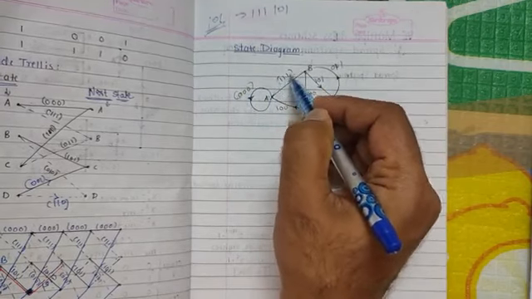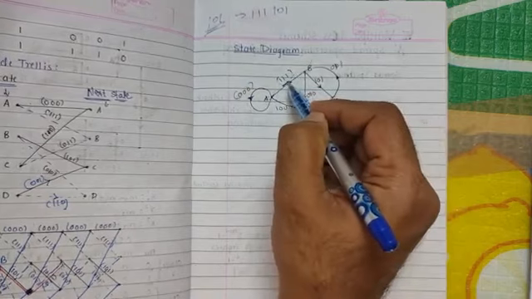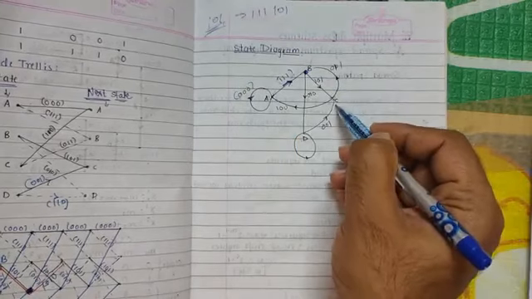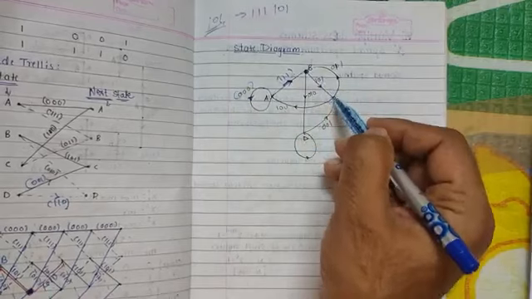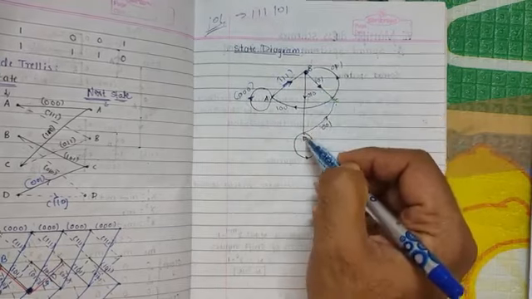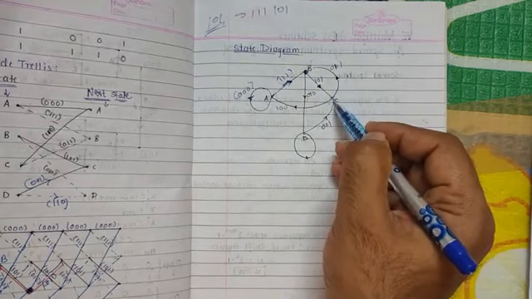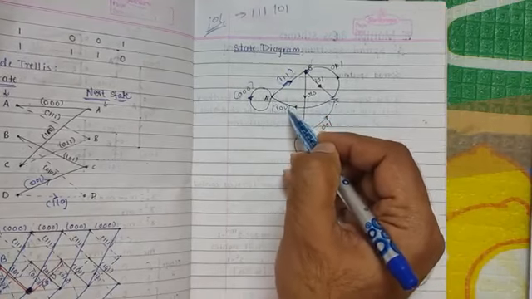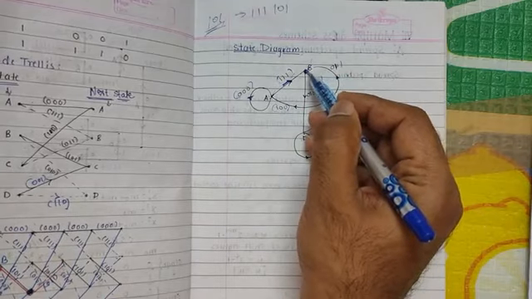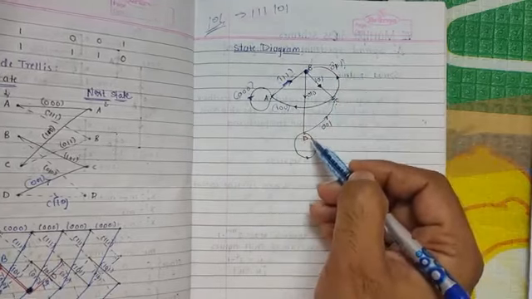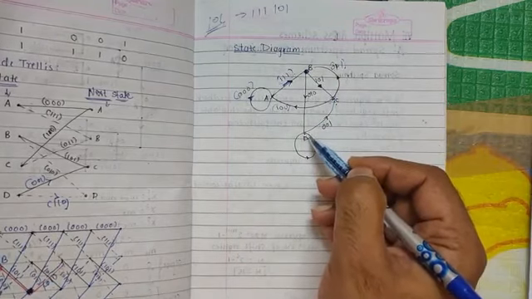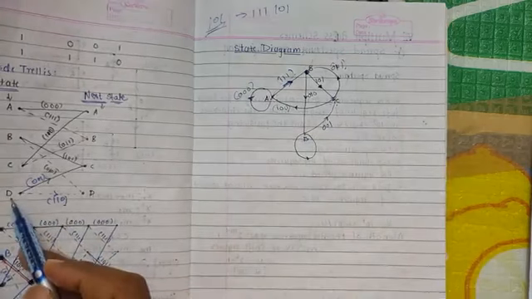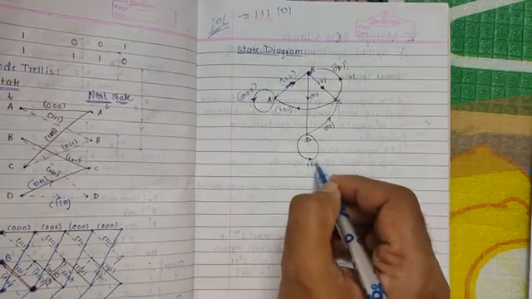When we are moving from A to B, the output is 1 1 1. Now looking at node B, there are 2 ways to go, B to C and B to D. When moving from B to C, the output is 1 0 1, and when moving from B to D, the output is 0 1 0. Similarly from C there are 2 ways to go: C to A with output 1 0 0, and C to B with output 0 1 1. From D there are 2 ways to go: D to C with output 0 0 1, and D to D itself with output 1 1 0.